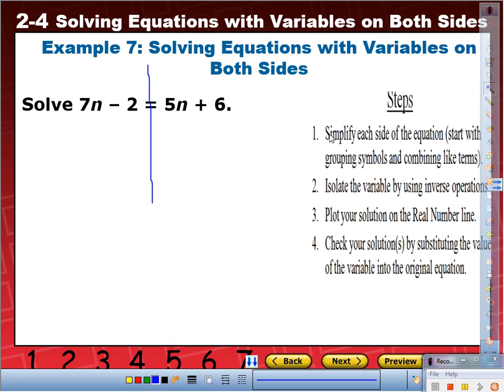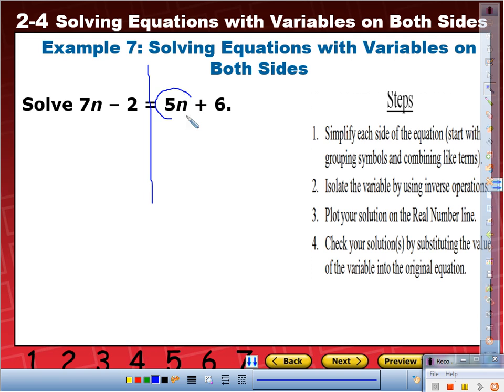It says simplify. We're done with that. Step 2, isolate. What does that mean? Leave the variable by itself. So you're saying, yeah, but now we have two variables of the same kind. Well, therefore, we need to get them together. What's the smallest variable that you see? 5n. So we start there.